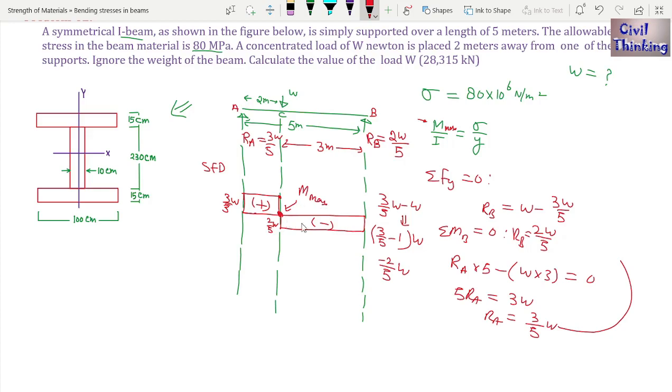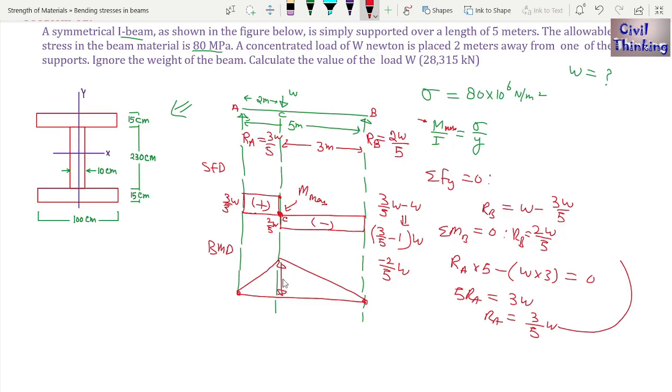So let's calculate the maximum bending moment at this point, that is at point C. This is the point C. Now let me draw the bending moment diagram, BMD. This is the baseline. Here the bending moment is 0, here the bending moment is going to be maximum, and here the bending moment is going to be 0, and I will connect them like this, okay? So this is the bending moment diagram.